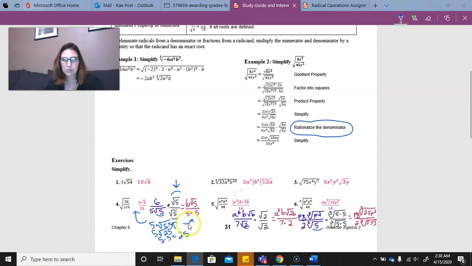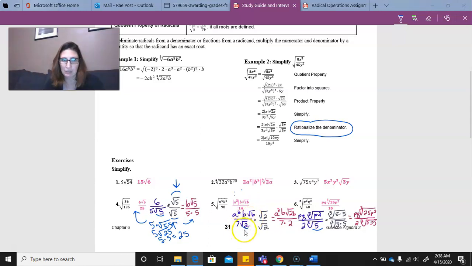With number 5, you'll see some of the solutions have absolute value bars. I'm not going over those with you, so you can just disregard them for now. But hopefully you were able to get as far as a to the power of 3b times the square root of b, and your denominator was 7 times the square root of 2.